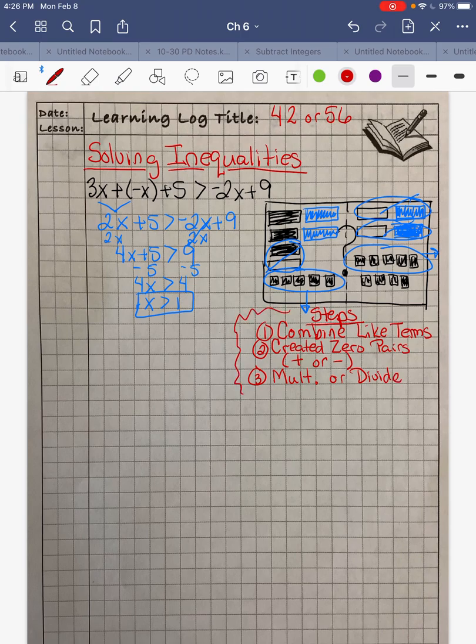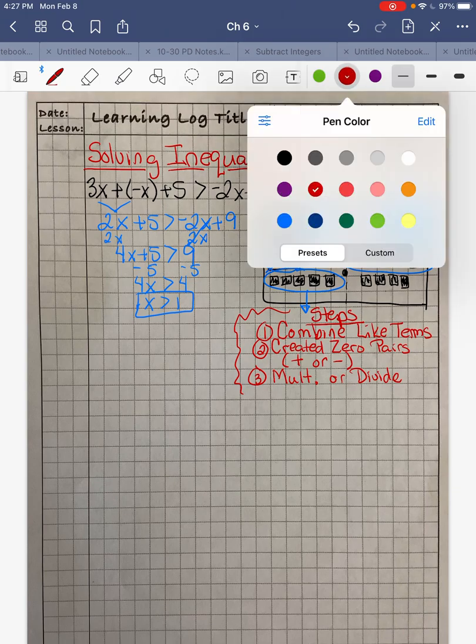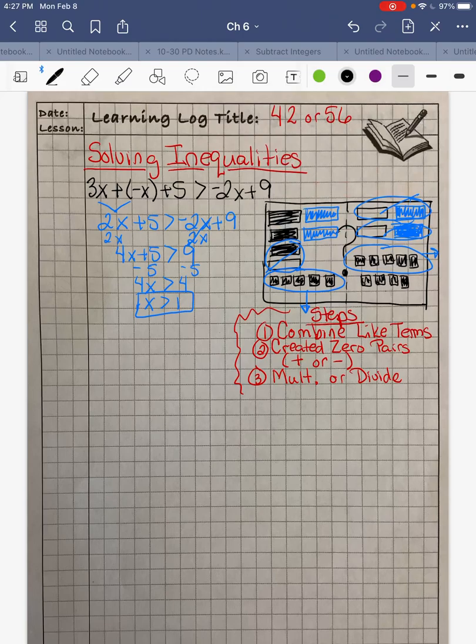There are our steps. Now we're going to add something else underneath of that. So we're going to sort of leave that open there. But that's what we did with the tiles to get to where we needed to go. Now we're going to do a couple more problems and we'll see how those steps work out.